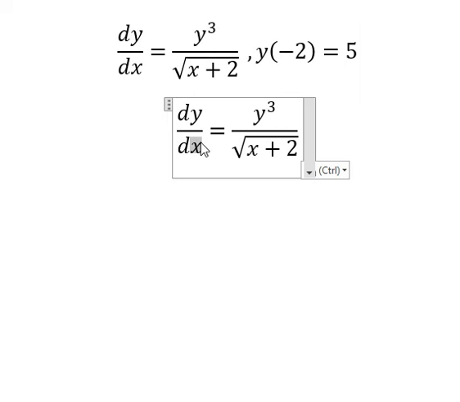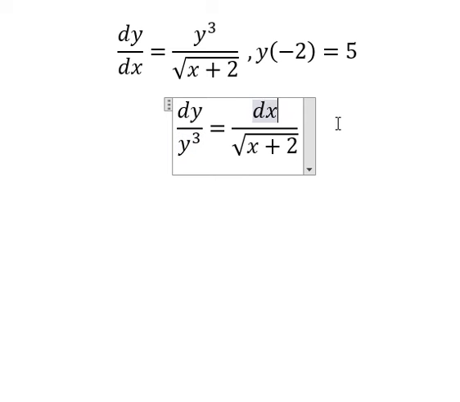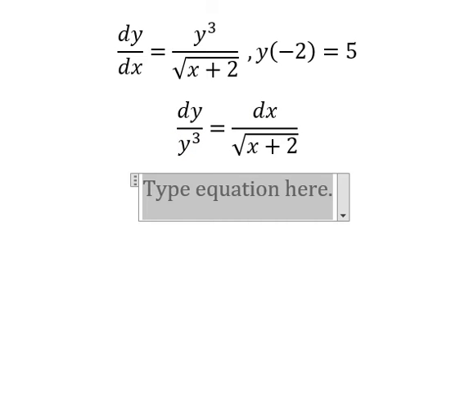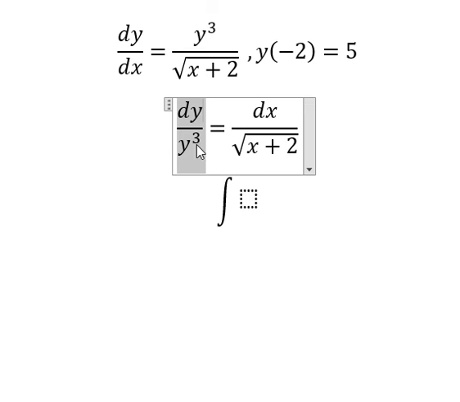I will put the s go to the right, this one go to the left. Next, I will put the integration for both sides.